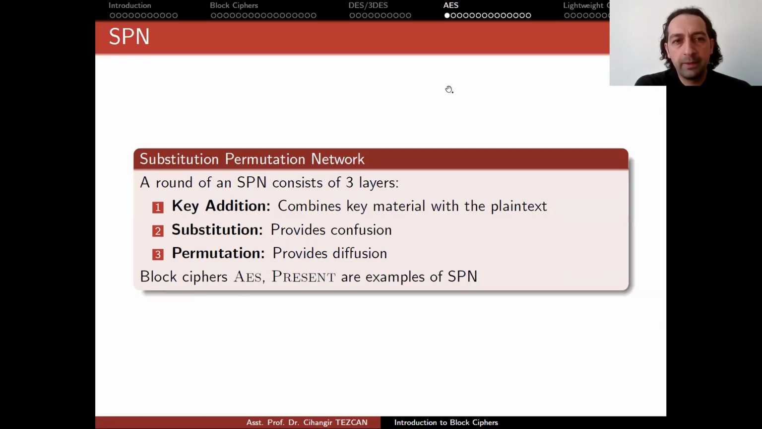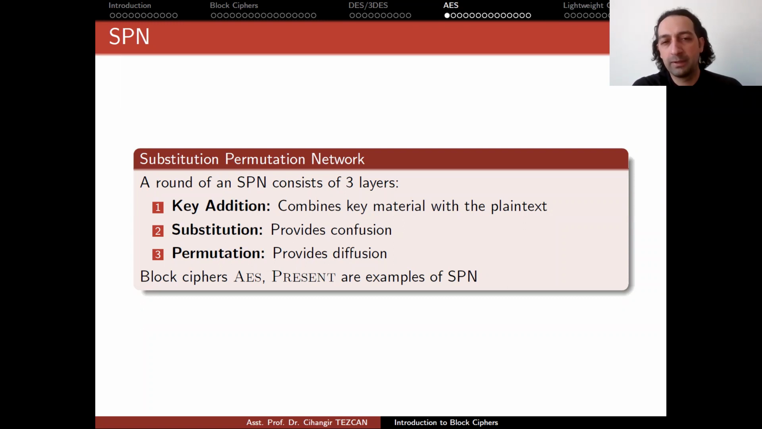We talked that the short key of this was its downfall, so it was time to move on to a more secure cipher. For this reason, actually, NIST organized a competition, and the winner was AES. And currently, arguably the most used encryption algorithm is AES.